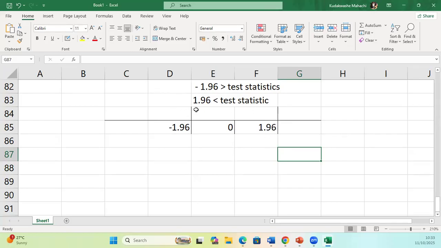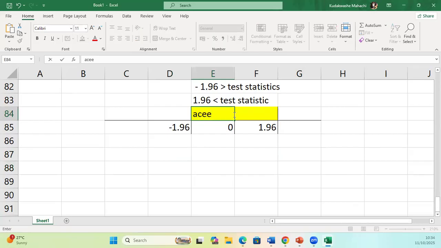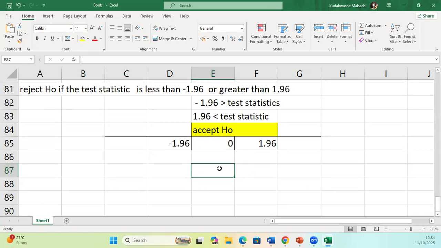So we only accept H naught if the answer we calculate lies within this region. If the answer is 0.1, 0.2, up to 1.96, we accept H naught. And also if it's minus 0.1 up to minus 1.96, we accept. So this is the acceptance region. We only accept H naught in this region. But if the answer that we calculate is less than negative 1.96 or above 1.96, we reject H naught.